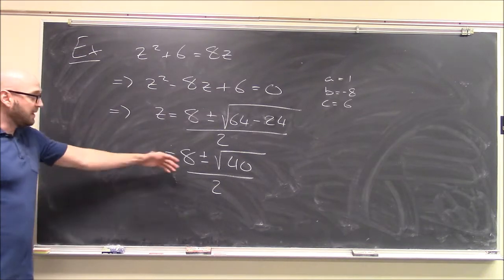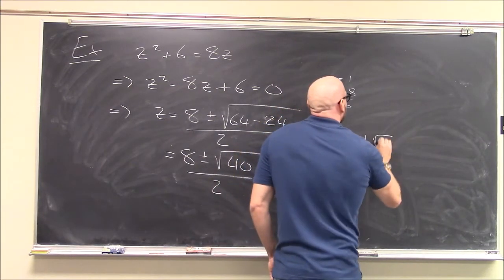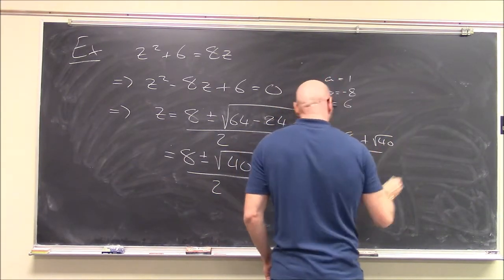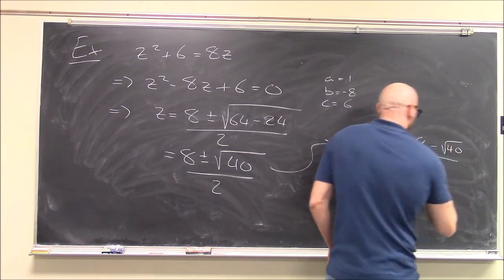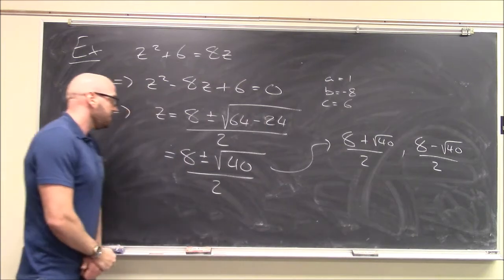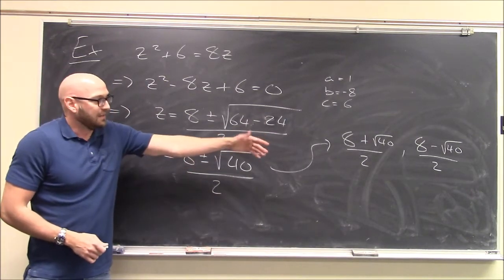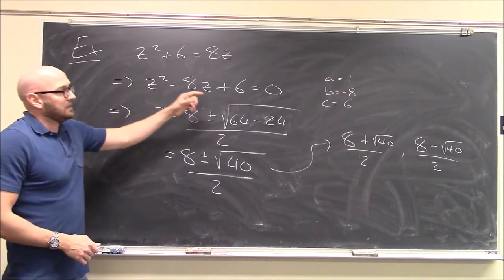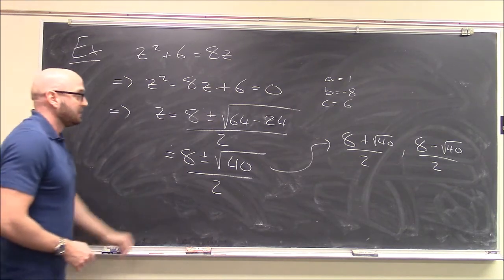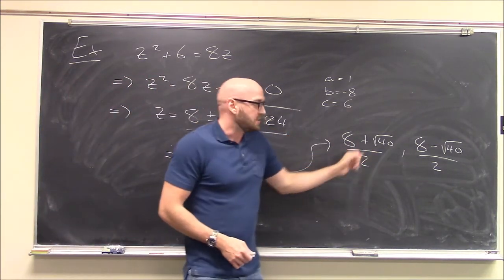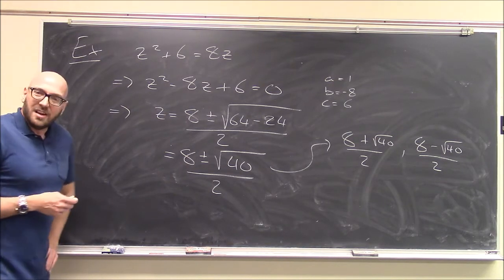And both answers, by the way, if you want both answers, we're then looking at 8 plus root 40 over 2 and 8 minus root 40 over 2. And because these answers are so ugly, I know for a fact that you would not be able to factor this. Not nicely anyway, because your factors would look like z minus this expression. So I think that's enough examples.